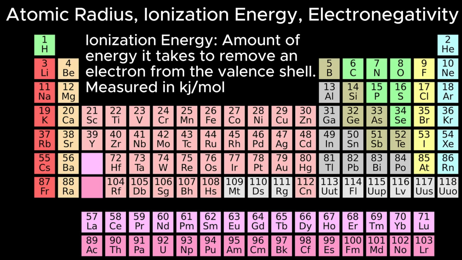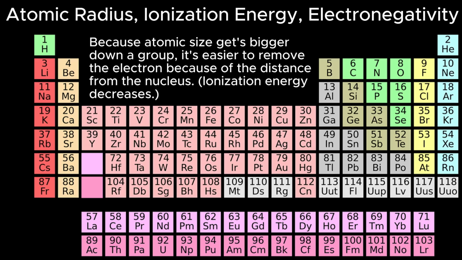Well, we can use the information we learned from atomic size to answer this question. Because atoms get bigger down a group, it would make sense that it would be easier to remove an electron because it's further away from the nucleus. Therefore, ionization energy decreases down a group. It would take less energy to remove an electron from the valence shell.